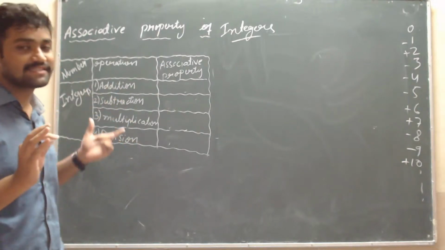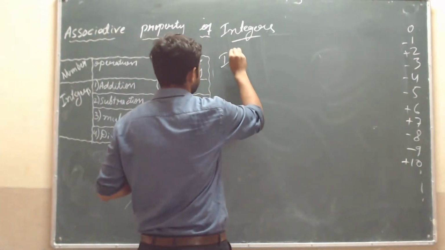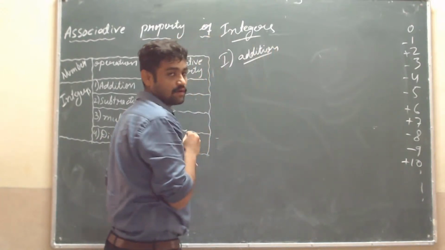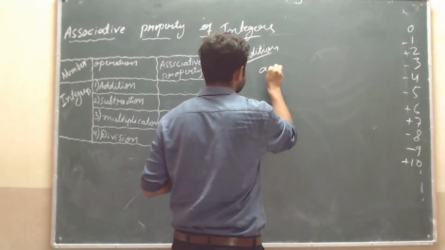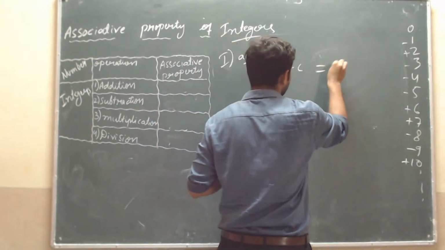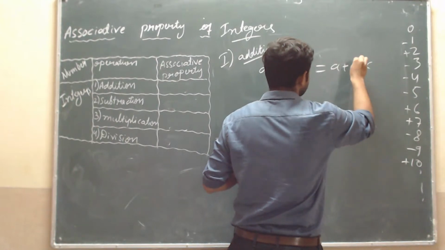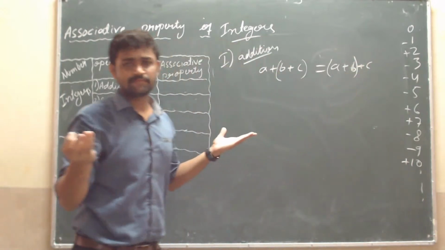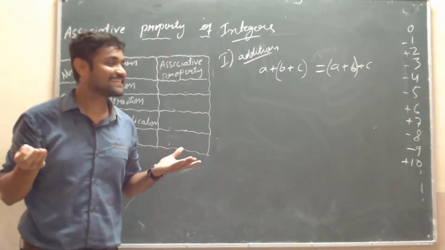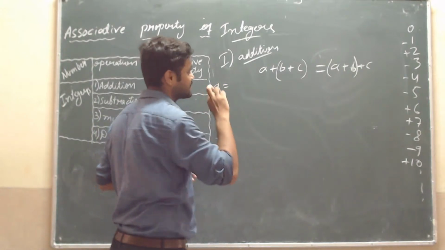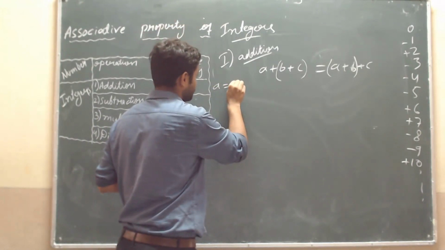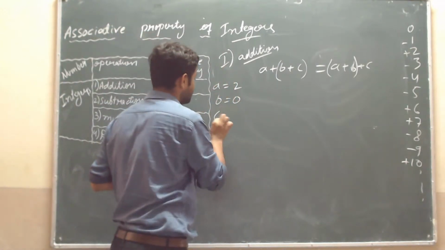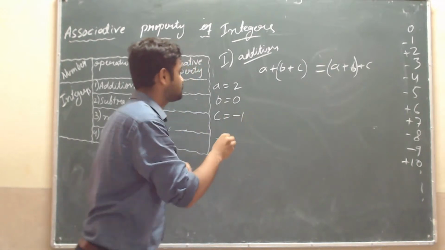Okay, first operation is addition. The associative property we know for addition is (a plus b) plus c is equal to a plus (b plus c). So we have to take the brackets. Then a value is 2, b value is 0, then c value is minus 1.